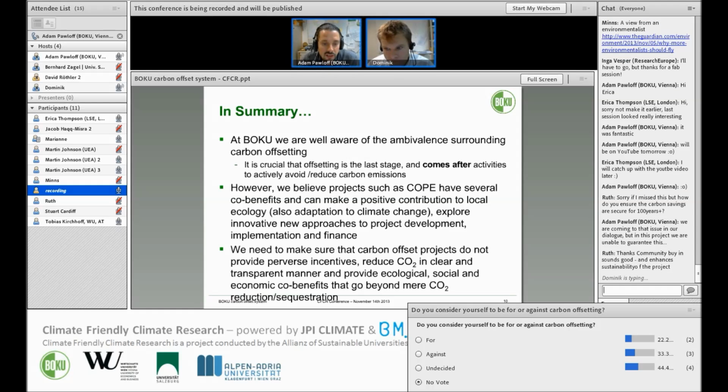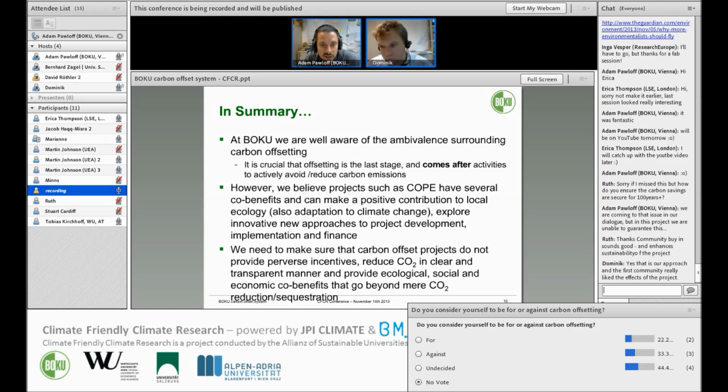What we do think is that projects such as this have overall co-benefits and can make a positive contribution to local ecology, and also to the issue of adaptation to climate change, in terms of the amount of forest cover needed in sub-Saharan African countries, particularly when the effects of climate change really start to be felt. And we need to obviously be sure that carbon offset projects really reduce CO2 in a clear and transparent manner, and also provide some of the co-benefits that we've been talking about.